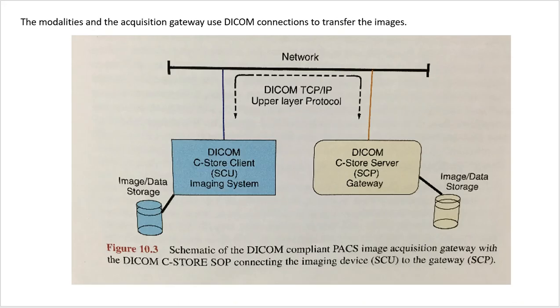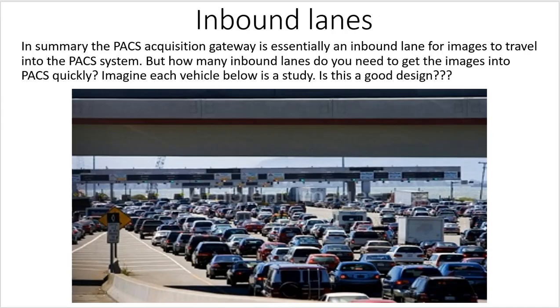Modalities of the acquisition gateway use DICOM connections to transfer images. This is why you had to do a whole DICOM class, because the modality here, which is the SCU, is going to use the DICOM TCP/IP connection on the network to talk to the DICOM server or gateway, which will be the SCP, or service class provider, providing C-STORE. So you have C-STORE request, C-STORE provider, and eventually it will store the images in PACS on the NAS. So, in summary, the PACS acquisition gateway is essentially an inbound lane for images to travel into the PACS system.